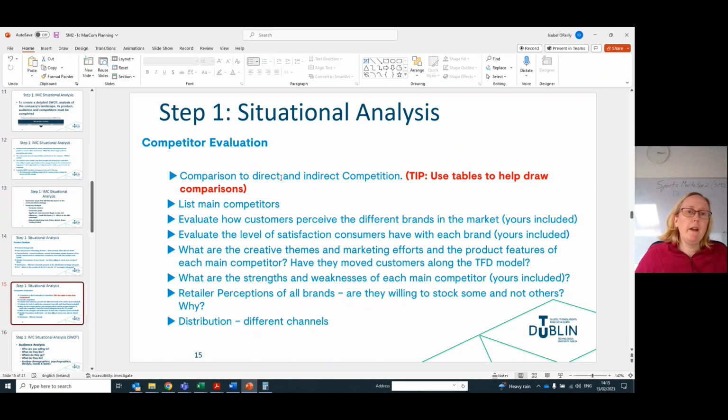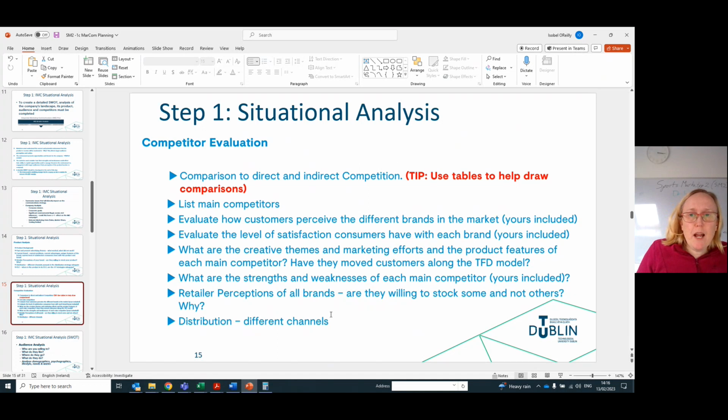List the main competitors and know the ins and outs of them as it relates to us. Evaluate how customers perceive the different brands in the market, including your own. Evaluate the level of satisfaction with all the brands, including your own. What are the creative themes and marketing efforts and the various product features of each competitor? Have they moved customers along that thinking, feeling, doing model? What are the strengths, weaknesses of each of the main competitors, and how do you fit into that?